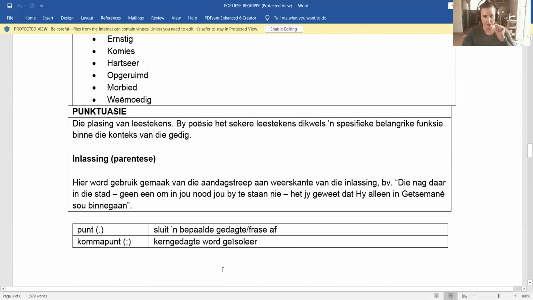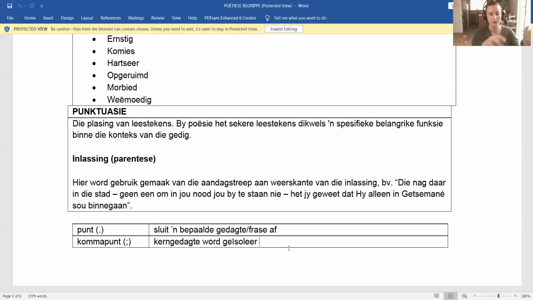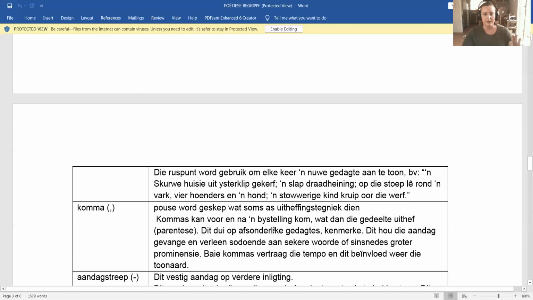A punt is your full stop, and it stops a thought or a phrase. It stops the sentence. You've got the comma punt, which is where you have a main thought, and you isolate that main thought, and then everything else you say after that has got to do with the main thought. And this little point is used to give a new thought to that main thought.